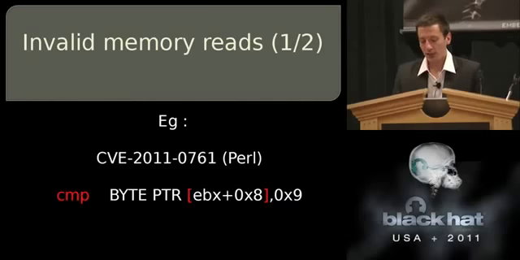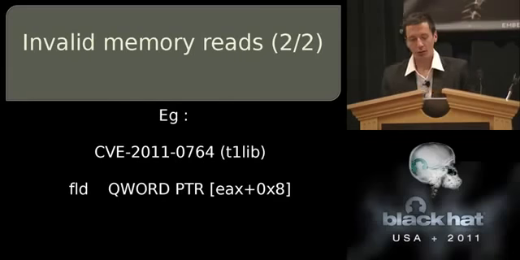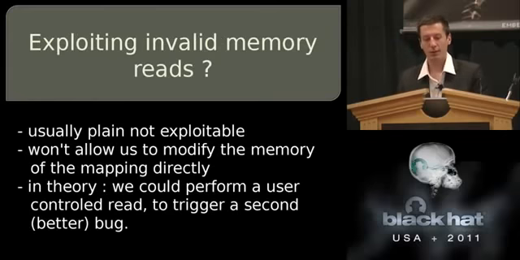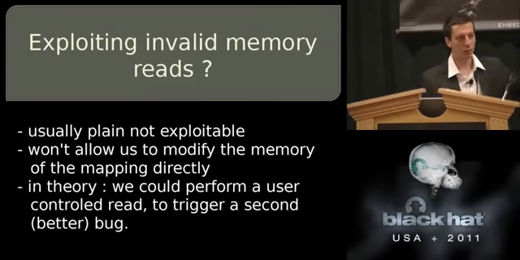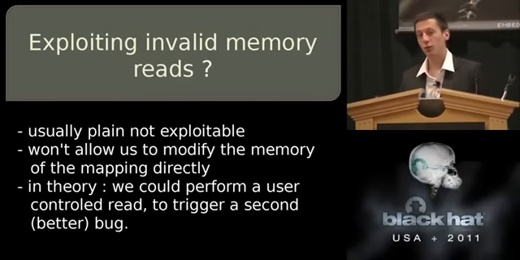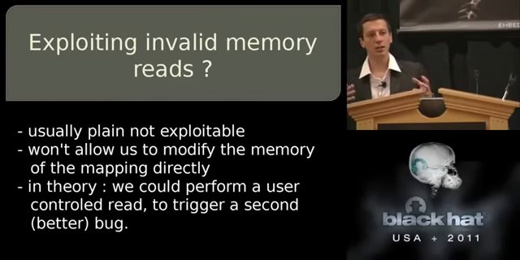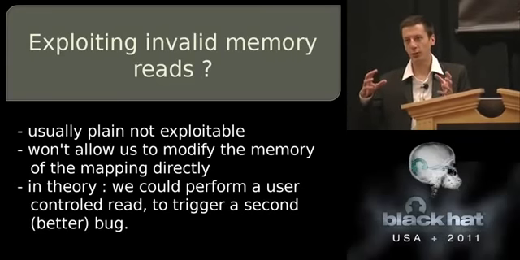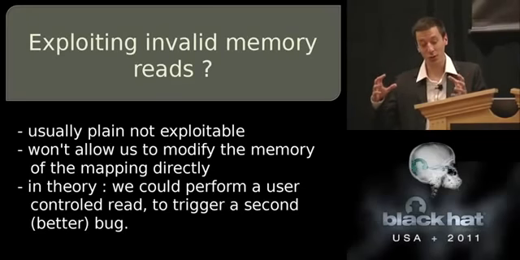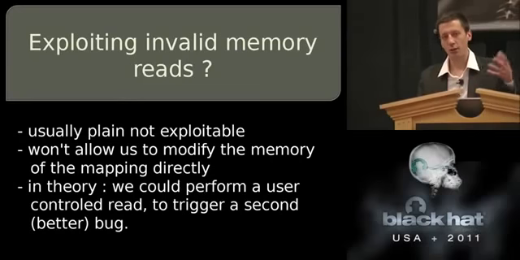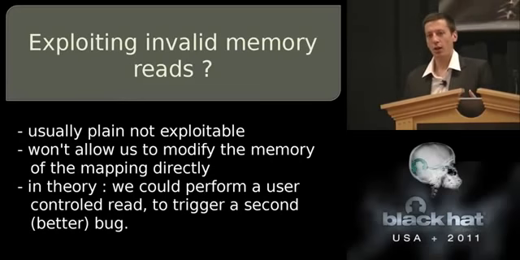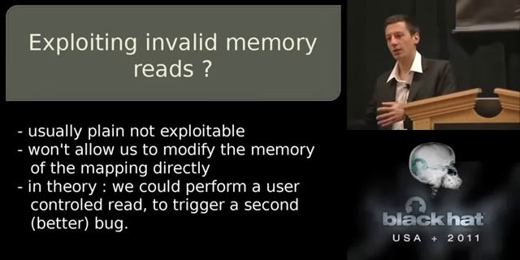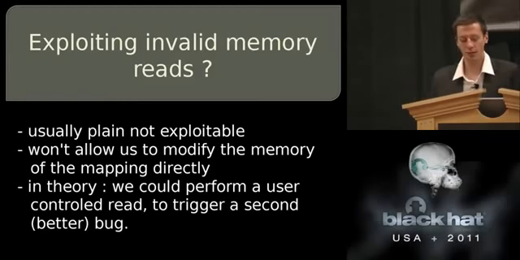Now, if it's an invalid read, what do you guys think? How do you exploit an invalid read? Truth is, usually you don't. Most invalid reads are not exploitable. The best you could do is for the application to read from a memory region you control. So the value which is passed to the application is actually controlled, and this could trigger another bug inside the application. But in itself, it's not exploitable.